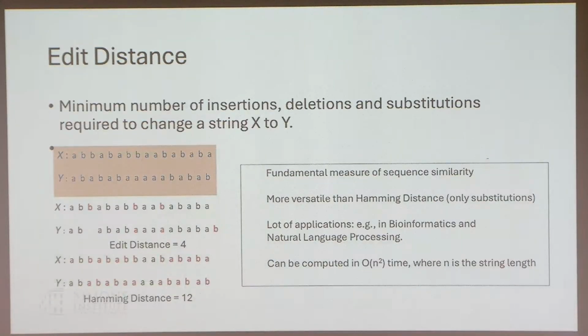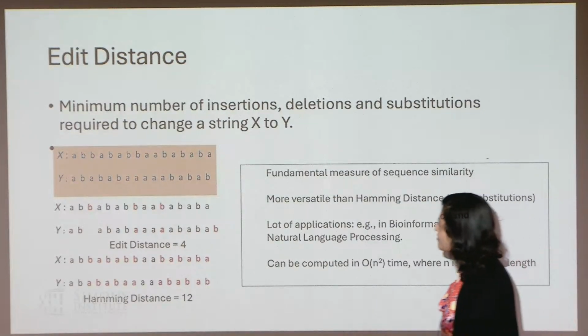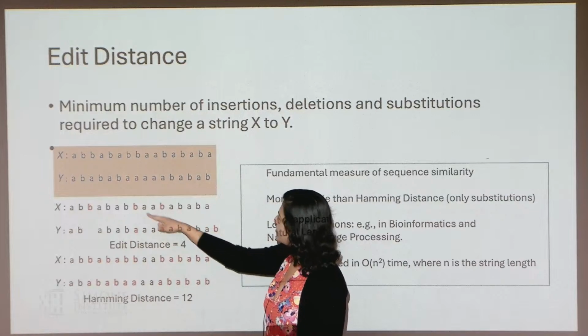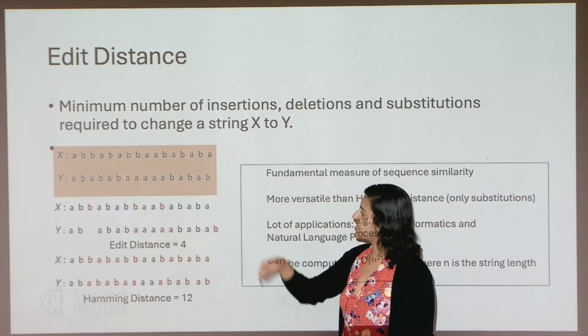So what is edit distance? I'm pretty sure all of you know what edit distance is. It's a very fundamental measure of sequence similarity. You are given 2 strings, x and y, and you want the minimum number of insertions, deletions, and substitutions to change your string x to y. For example, given these 2 strings x and y, you can delete this B, you can substitute this B with an A, you can do 2 substitutions here, and then you can insert a B over here.